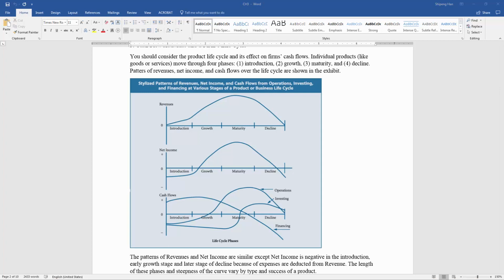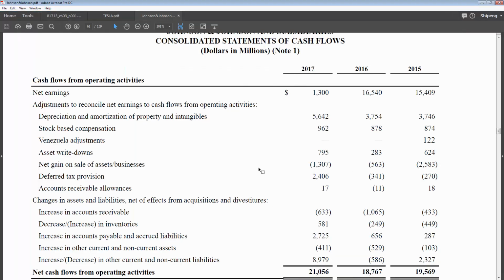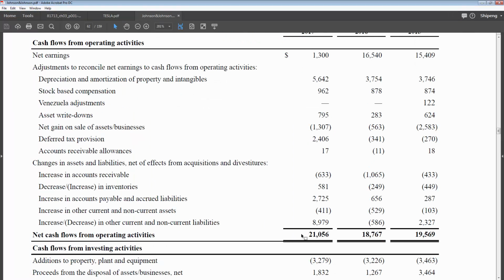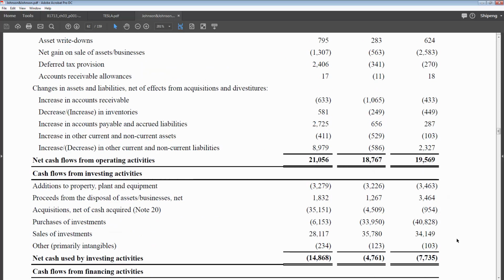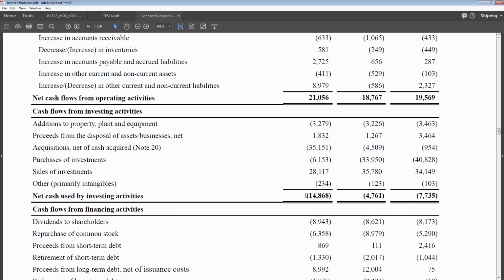Let's take a look at the Johnson & Johnson statement of cash flows. We find that from 15 to 17, the company's net cash flow from operating activities is positive. And in investing, this company keeps making investments, but the operating cash flow is sufficient for the investing. So at this stage, the company does not rely on external financing. It can provide funds to its investing activity itself.